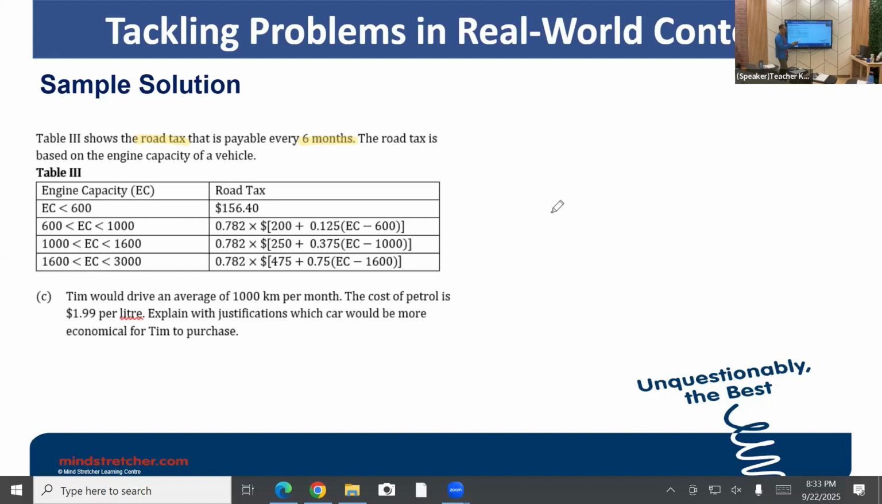Okay, so let's see if I can show you car A. It's going to be a bit long, so I may need to use more than one line to write out all the workings. Let me change this to writing first. For car A, as mentioned, we take 10 times of, what was the capacity of the car? You can flip back. It's 1,400 cc, right? So 1,400 cc falls under which segment?